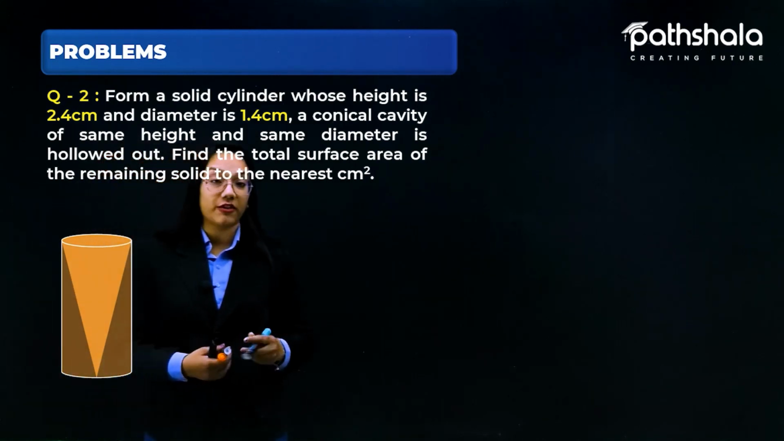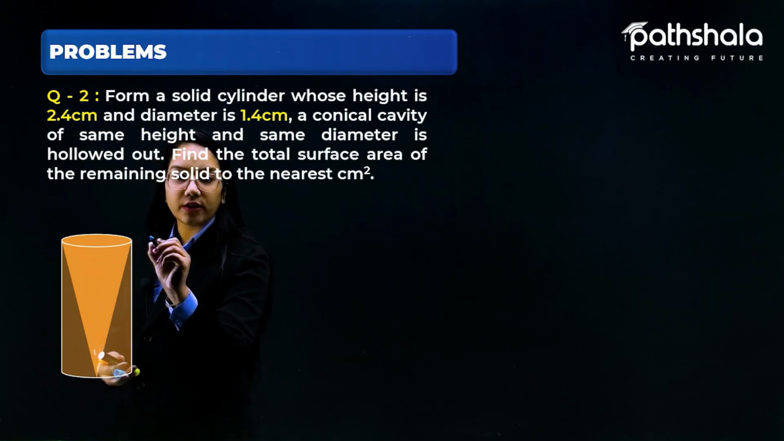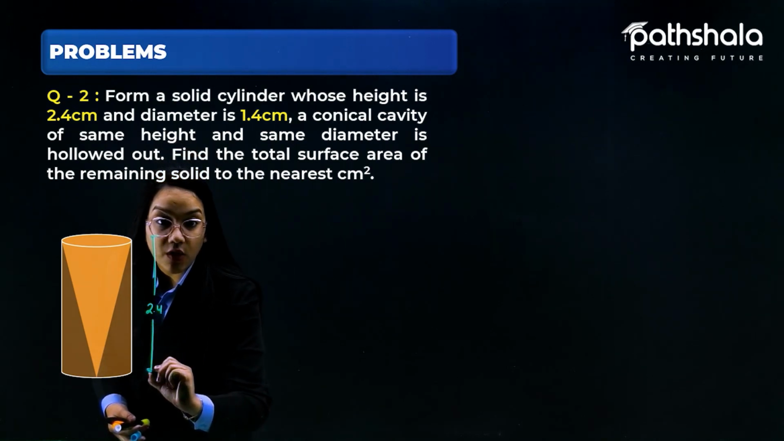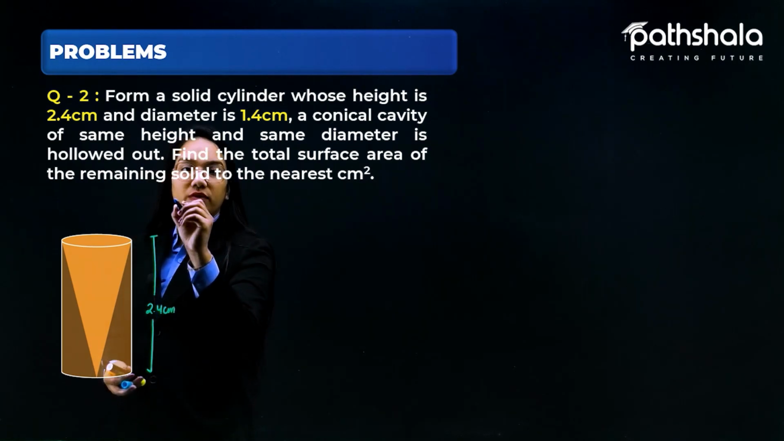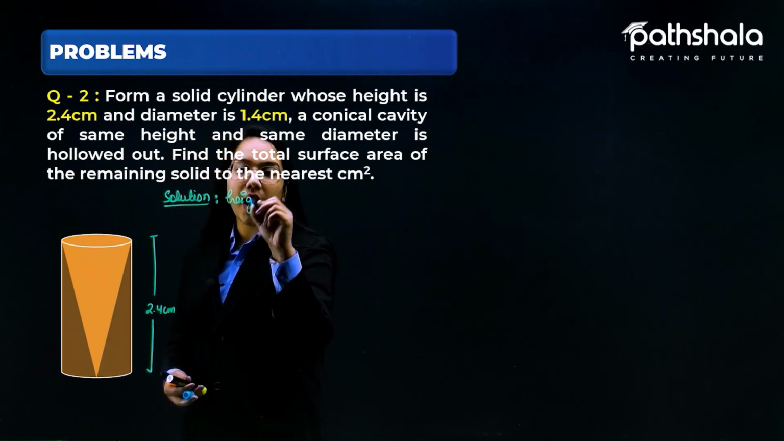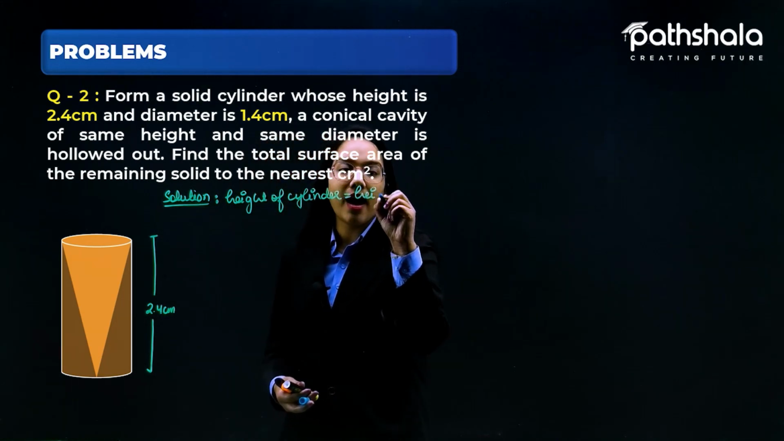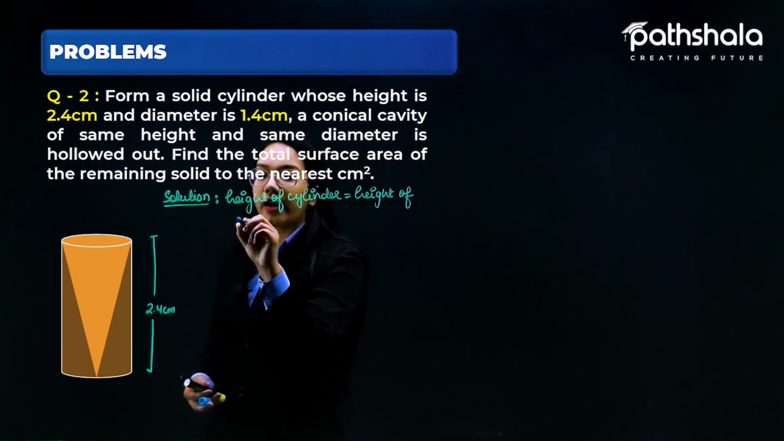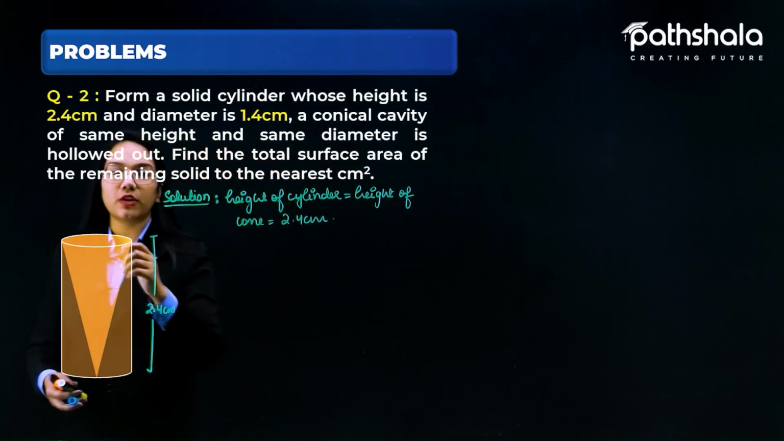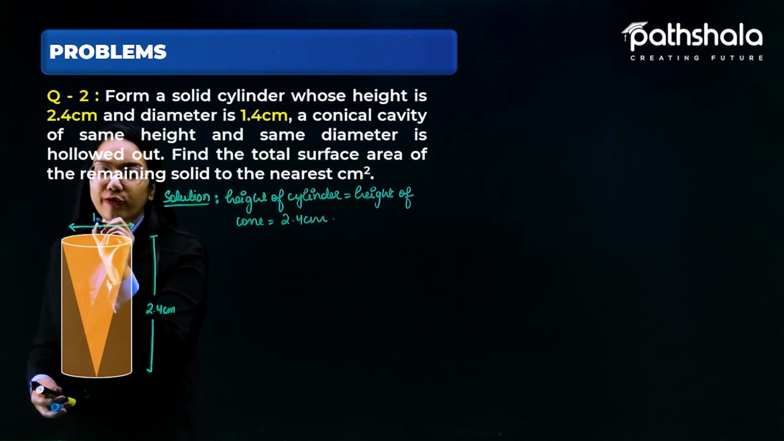Let's start with first of all the things that are given to us. As it says, the height is 2.4, so the height of this is 2.4 centimeters. Starting with the solution, as you can see by the information, the height of the cylinder is the same as the height of the cone, which is equal to 2.4 centimeter. Now further we know the diameter of this cylinder is 1.4 centimeter.